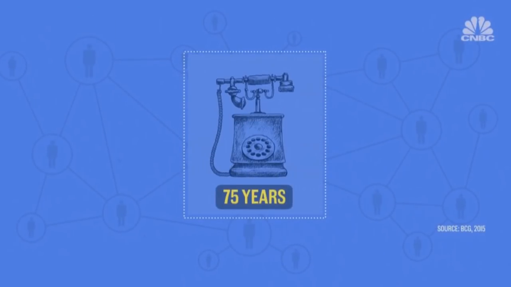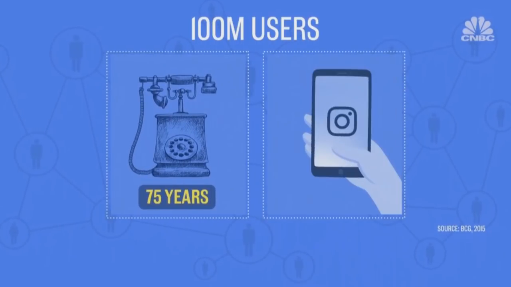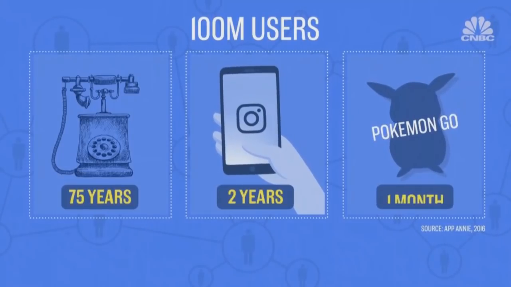So what separates the Fourth Industrial Revolution from the Third? Experts say the main difference is that technology is merging more and more with humans' lives, and that technological change is happening faster than ever. Consider this. It took 75 years for 100 million users to adopt the telephone. Instagram signed up 100 million users in just 2 years, while Pokemon Go caught that amount in 1 month.